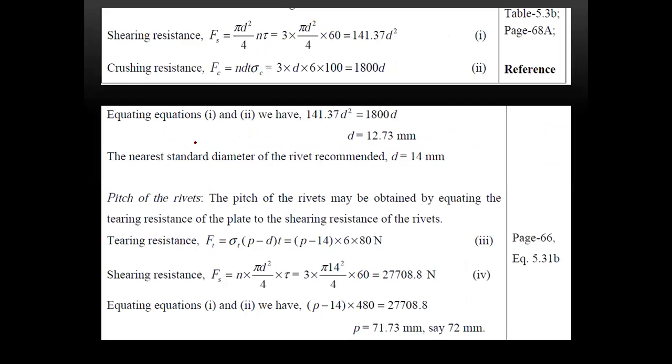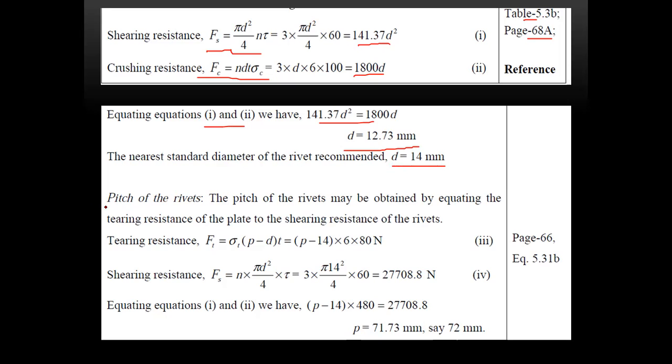First one, shearing resistance Fs is equal to 5/4. సో దిస్ చూడండి, బుక్ ఓపెన్ చేస్తే టేబుల్ 5.3b లో పేజ్ నెంబర్ 68a లో యూ కెన్ సీ దిస్ ఫార్ములా. Shearing resistance Fs is equal to 5/4 pi d square by 4 into n into tau, that is 141.370. Crushing resistance Fc is equal to this one. Equating 1 and 2, we will get diameter d is equal to 12.73 mm. The nearest standard diameter of the rivet d is equal to 14 mm.